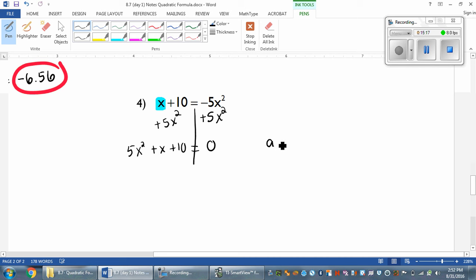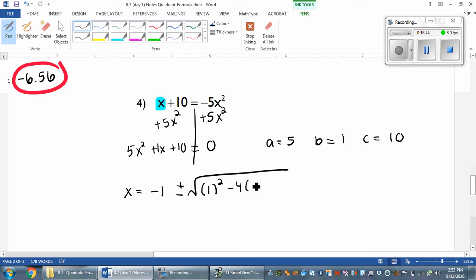So let's start with the numbers. A is 5, B is 1, and C is 10. Again, reference the quadratic formula because that's where these numbers are going to be coming from. x equals the opposite of b, negative 1, plus or minus the square root of b squared, which is 1 squared. Yes, you need to have the parentheses. Minus 4 times a, which is 5, times c, which is 10, all divided by 2 times 5.